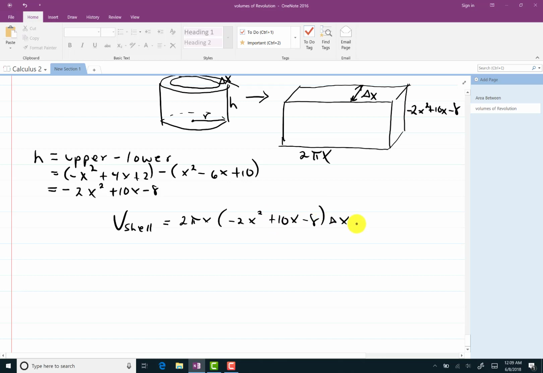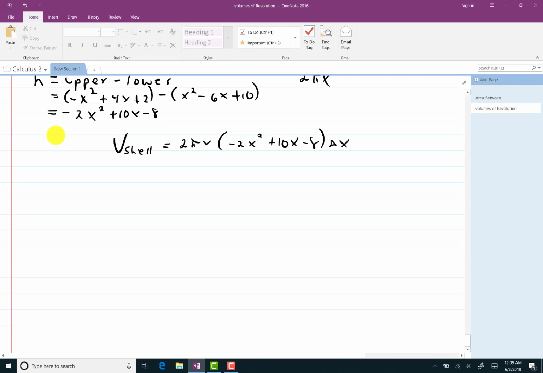Now I'm going to do something that I don't know how you're going to feel about, but I'm going to factor out a negative 2, and I'm also going to multiply through by x all at the same time. So I'm going to take out a 2, negative 4 pi times x cubed, and I said a negative 2, so that would leave a negative 5x here, so negative 5x squared.